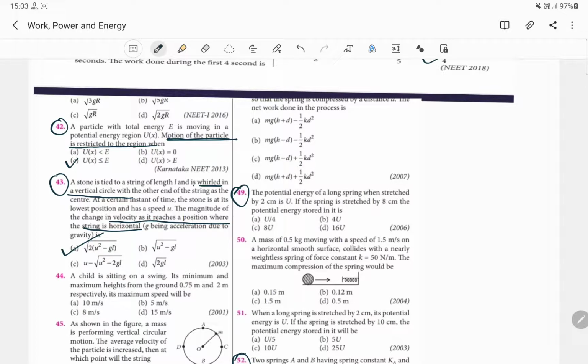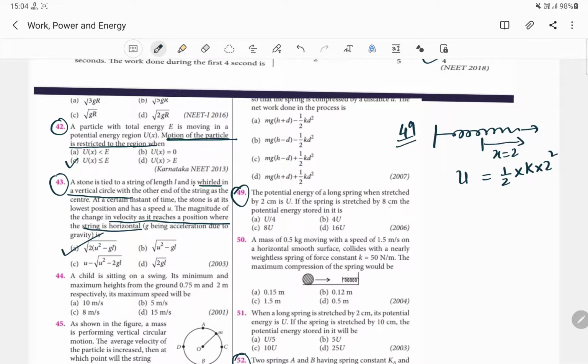For this question number 49, the potential energy of a long spring when stretched by 2 cm is U. Let us suppose this is the spring. If this is the spring, and let us suppose the extension produced is 2 cm, under this condition, energy stored U is equal to half into K into 2 square. Let us put this as our first equation.